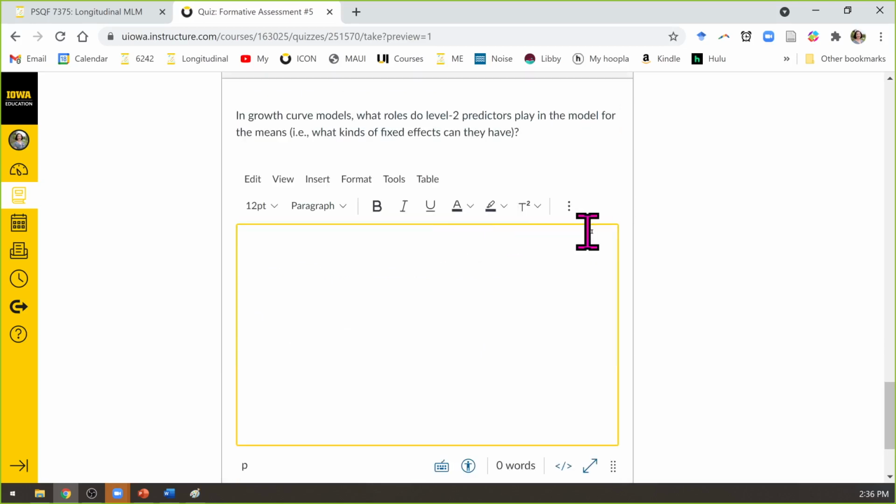What are level 2 predictors for? So in specific, in growth curve models, what kinds of fixed effects can level 2 predictors have? What do they do? This is what we're going to talk about today. So if I put in a main effect, a slope for a time invariant predictor, into the model as a new fixed effect, what am I doing?